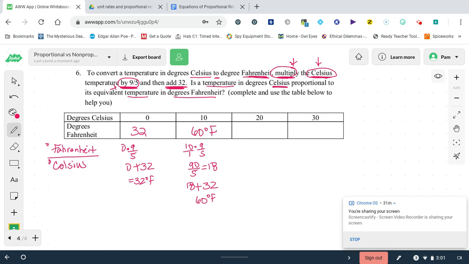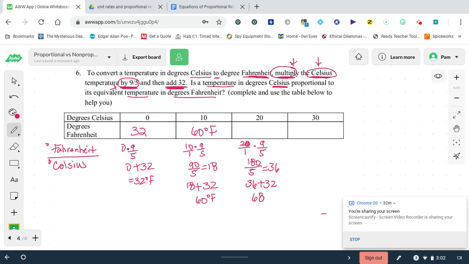Okay, let's take a look at the next one. You take your degrees Celsius, which is 20, and you multiply it by 9/5. So that's going to give us 180. 9 times 20 is 180. Divided by 5. So when you take 180 and divide it by 5, you get 36. But what do you get when you take 20 and multiply it by 9/5? You get the 36. But what do you have to do after? Well, you have to add 32. So if you add 32, we end up with 68.